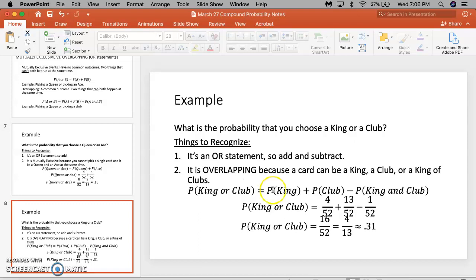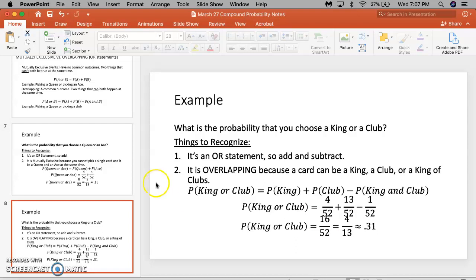Okay, so I rewrote my equation here. So probability of king plus club minus king and club. So probability of king is here. So 4 kings out of a total of 52 cards, plus there are 13 clubs out of 52 cards, minus there is a king of clubs. There's one of them. Okay, so all the same denominators, combine like terms on the top. So 4 plus 13 is 17. 17 minus 1 is 16. I'm going to take out a 4 from each and get 4 over 13. And then you have 0.31 as your probability.